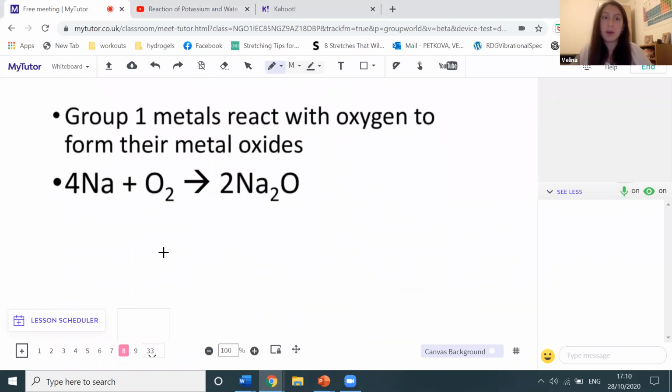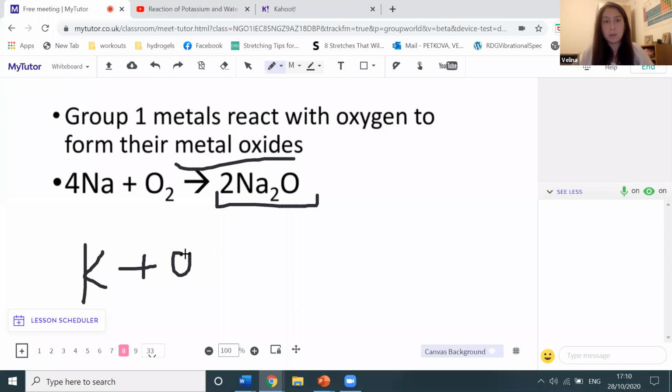So how do they react with oxygen? They react with oxygen to form the metal oxide. So then if we take potassium again as an example, how are we going to apply this? Do people want to give it a go? So potassium plus oxygen, what's it going to form? It's going to form potassium dioxide, sorry, potassium oxide.